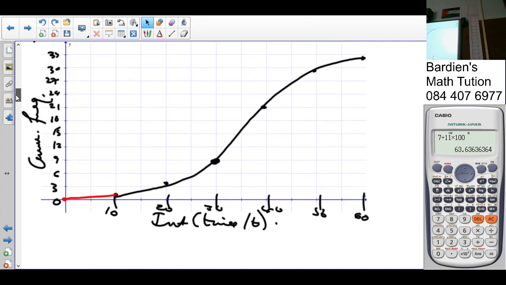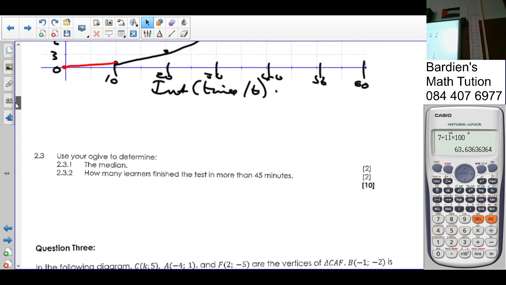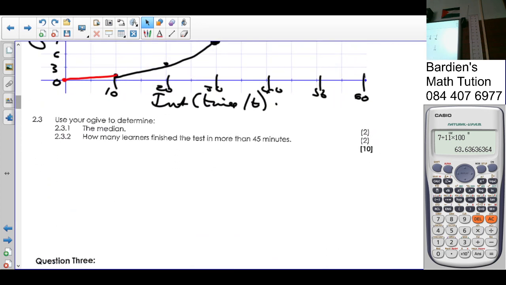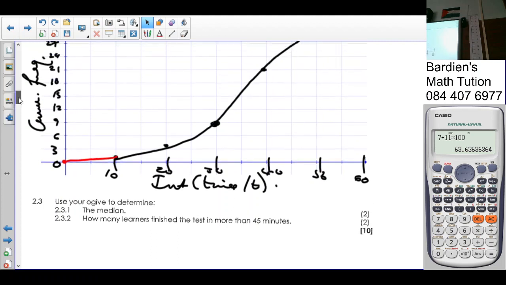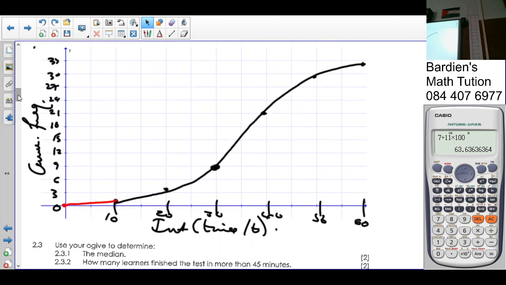You guys understand? Right. Now the question says, use your ogive, which is the graph we just drew, to determine the median. So what is the median, people? The middle number of sorted data. Not so? And this data is actually sorted on this ogive graph. So since there are 32 numbers, what is half of 32? 16. So I got 15, 16 is approximately there.